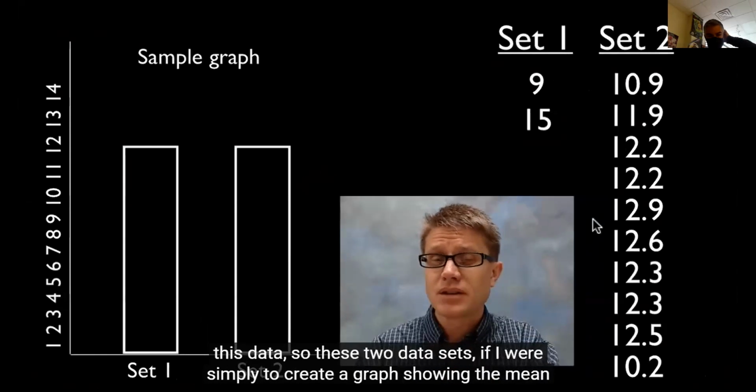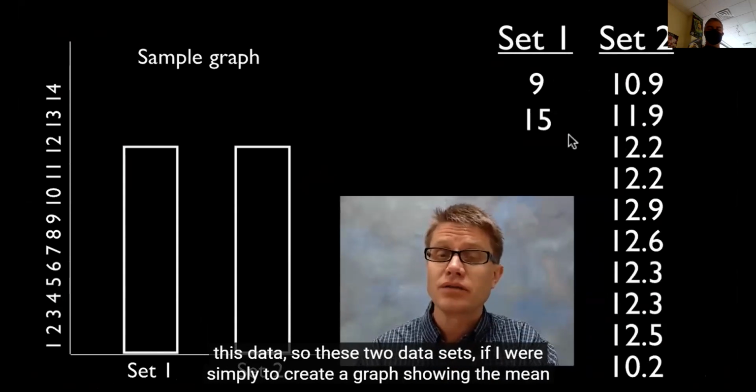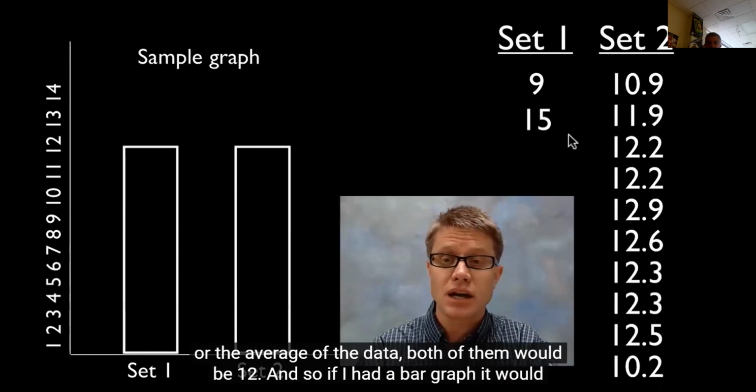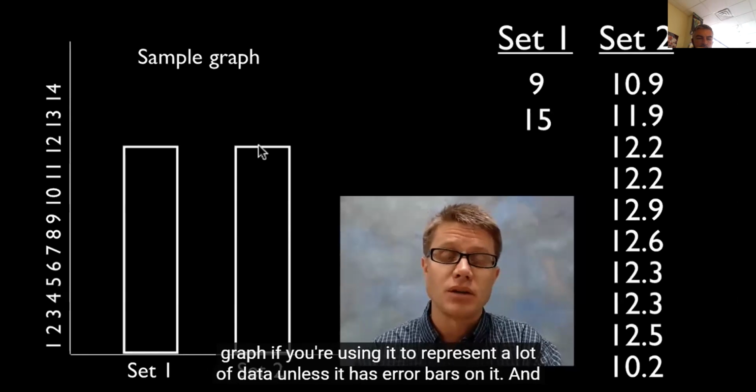But if I were to graph these 2 data sets, if I were simply to create a graph showing the mean or the average of the data, both of them would be 12. And so if I had a bar graph, it would look like this for both data set 1 and data set 2. And so you should never have a bar graph if you're using it to represent a lot of data, unless it has error bars on it.